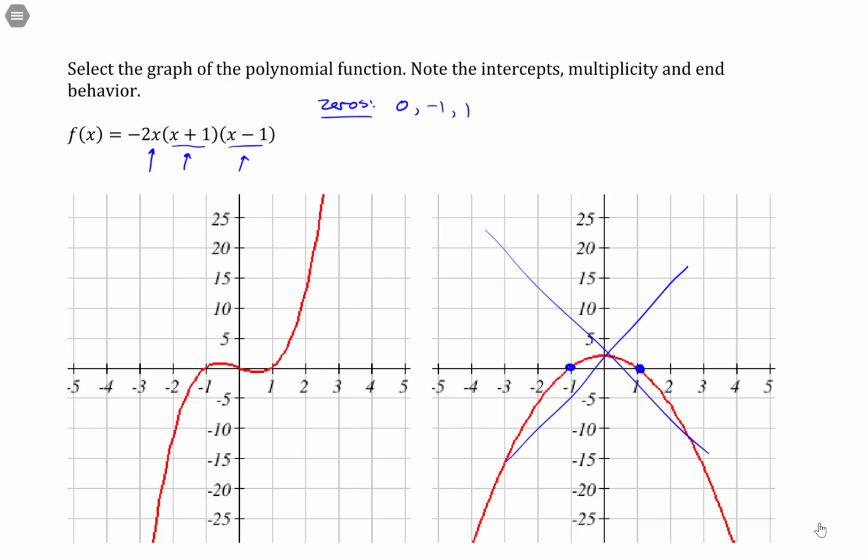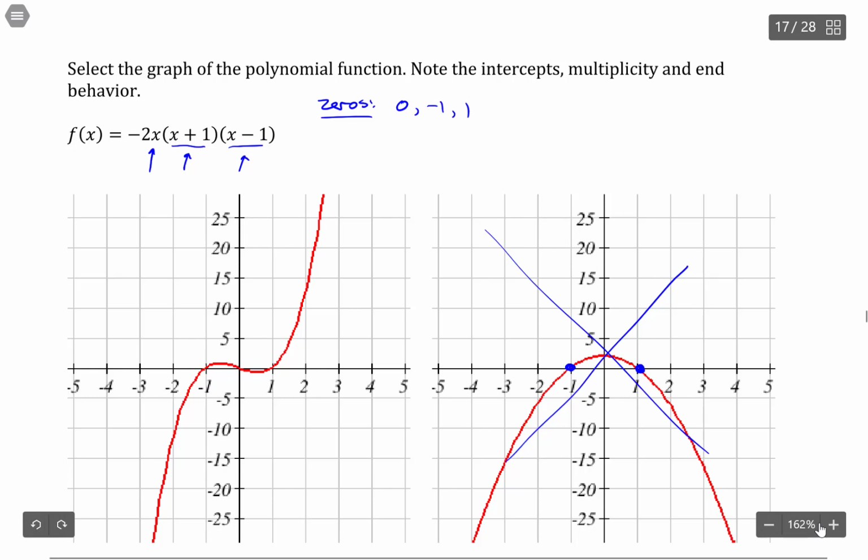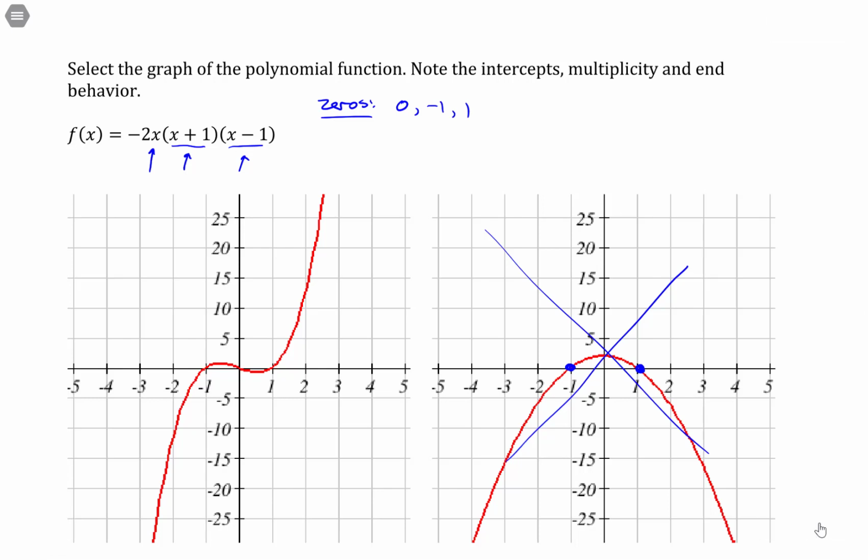Now, the multiplicity of these zeros. They're all multiplicity 1 because there's no exponents of 2 or higher on any of the factors. So they're all multiplicity 1, so the graph crosses through the axis at these particular places. Then the last thing that we can look at is end behavior.